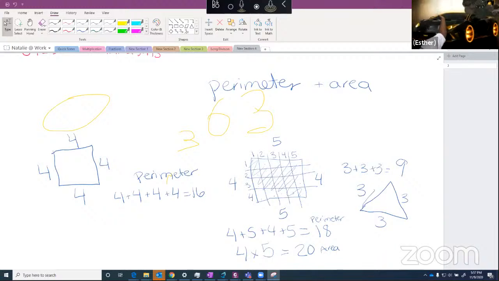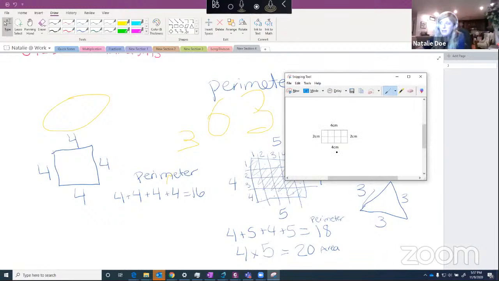All right, so for this guy right here, let's calculate the perimeter and also the area. So we're given some information. We know that we've got 2 centimeters tall, and we know that it's 4 centimeters wide. So what do you guys think? How do we calculate the perimeter of this guy?